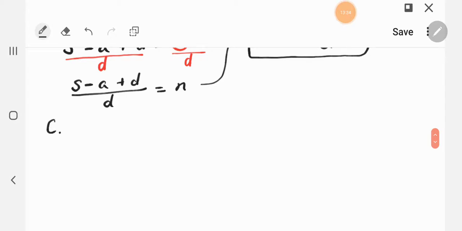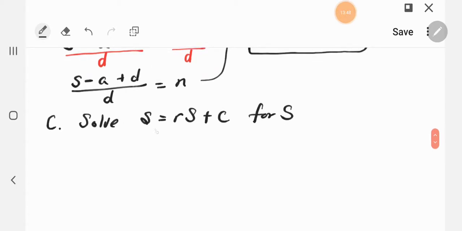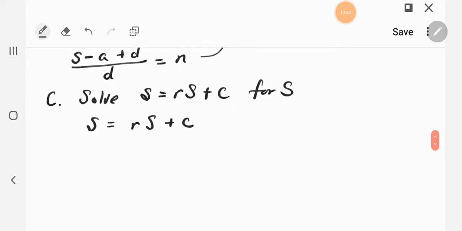Let us see. Now solve S equals RS plus C for S. All right, look at this. There are two terms of S, one on the left, one on the right. So why don't we collect S terms on one side, and then combine the like terms.